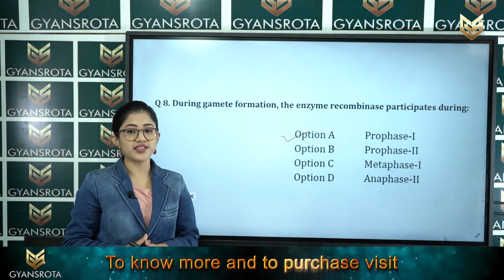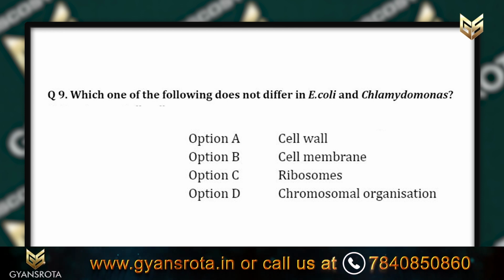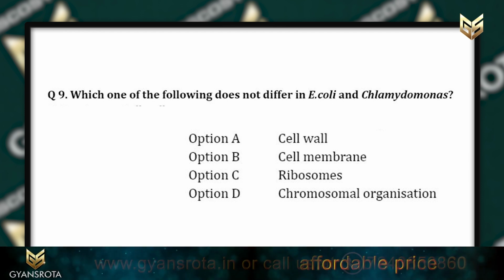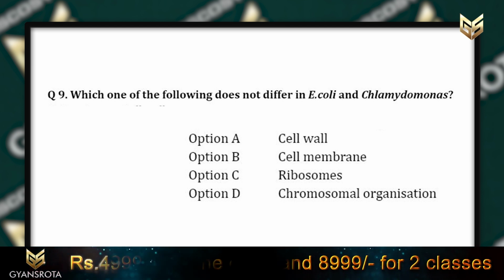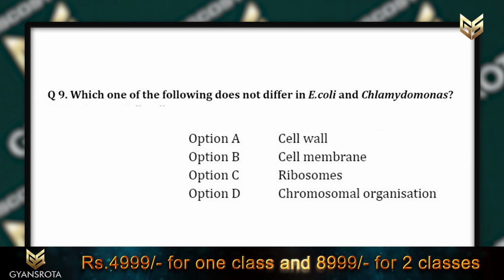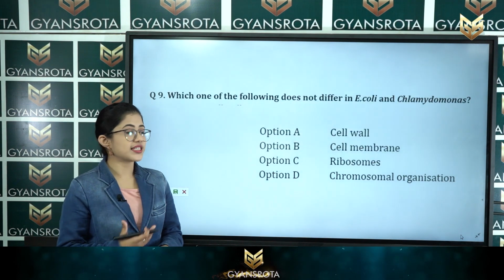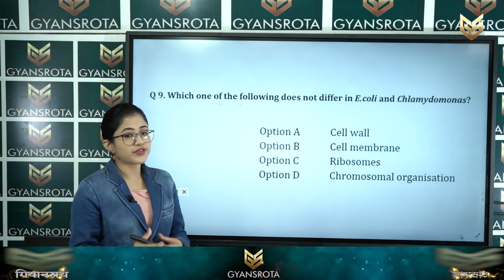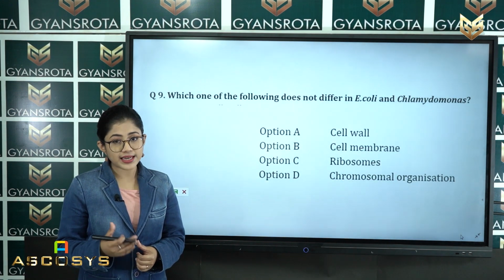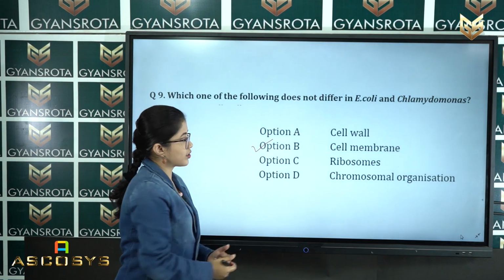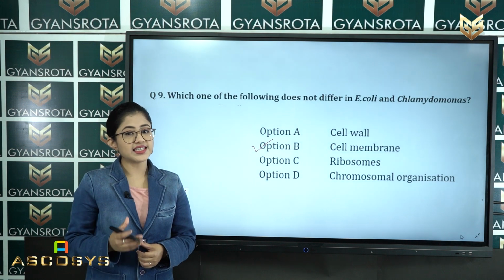Now, let's see the next question, that is question number 9. Which one of the following does not differ in E. coli and Chlamydomonas? Option number A, cell wall, option number B, cell membrane, option number C, ribosomes, and option number D, chromosomal organization. Student, in this question it is asked, which one of the following does not differ in E. coli and Chlamydomonas. The correct answer is option number B, that is cell membrane. So, cell membrane is the correct answer and it has come from the chapter biological classification.